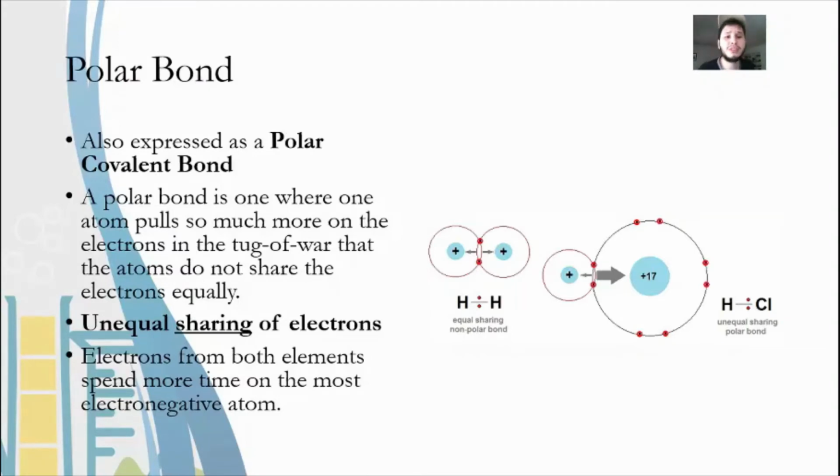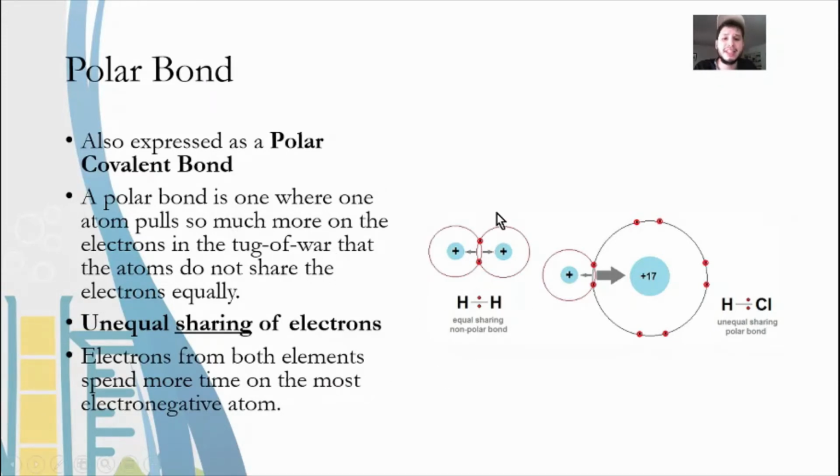A polar bond is one where one atom pulls so much more on the electron in the tug of war that the atoms do not share the electrons equally. So I have an unequal sharing of electrons. So electrons from both elements spend more time on the most electronegative atom. So pause this video, make sure that you have these 4 bullet points written down in your notes. On the right-hand side, I have images.